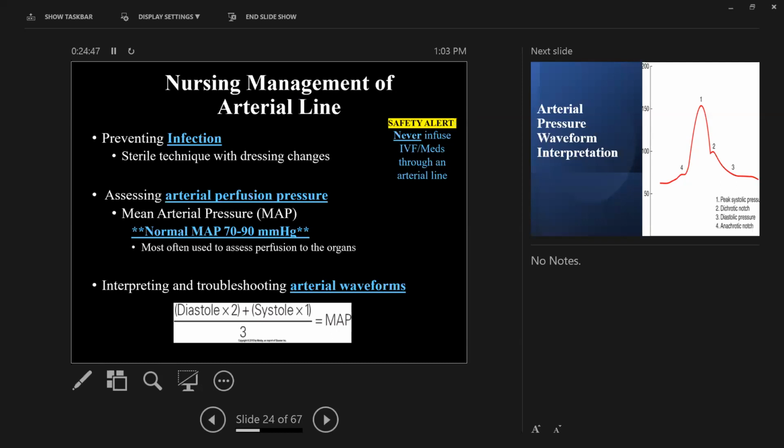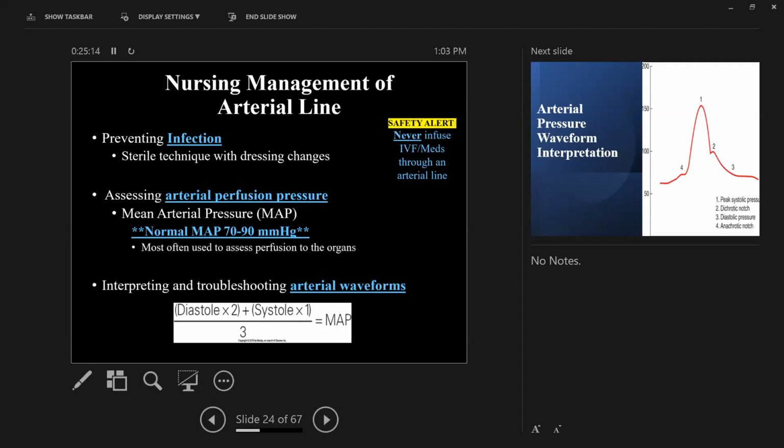What's important is that it tells us how well we perfuse organs. If I have a consistently low mean arterial pressure, I'm not going to perfuse my liver, I'm not going to perfuse my kidneys. So you can see why it's essential, because then you're going to see multi-organ system failure because I don't have that normal mean arterial pressure.